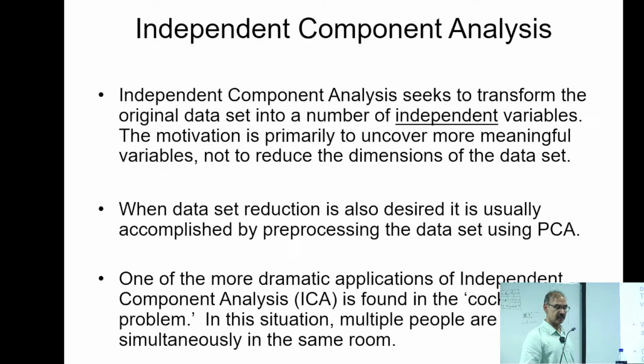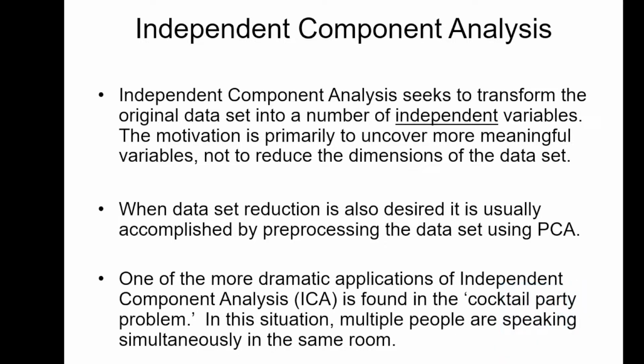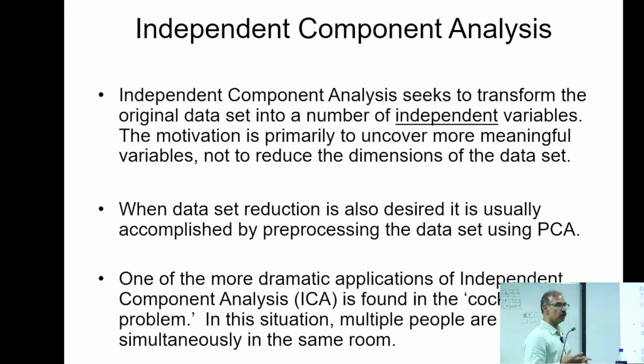When data set reduction is also desired, it is usually accomplished by pre-processing the data set using PCA. Like in ICA, we don't know how many sources there are. So the way we find the sources is by initially using the principal component to find the number of sources and feeding that to the independent component analysis to find the sources.